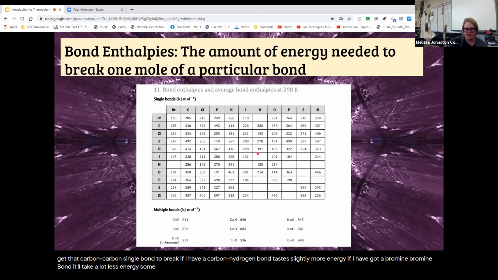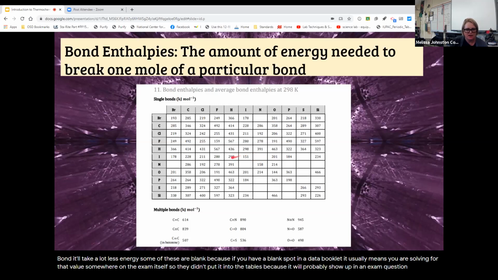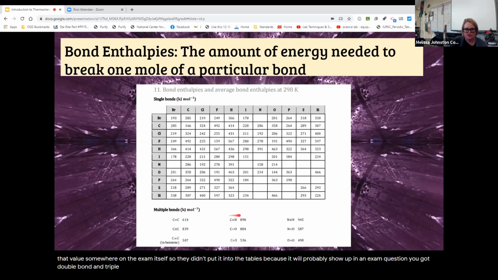Some of these are blank because if you have a blank spot in a data booklet, it usually means you are solving for that value somewhere on the exam itself. So they didn't put it into the tables because it will probably show up in an exam question. You've got double bond and triple bond values down here, and it makes a lot of sense that it takes more energy to break double and triple bonds because there's more electrons to separate from the other atoms.